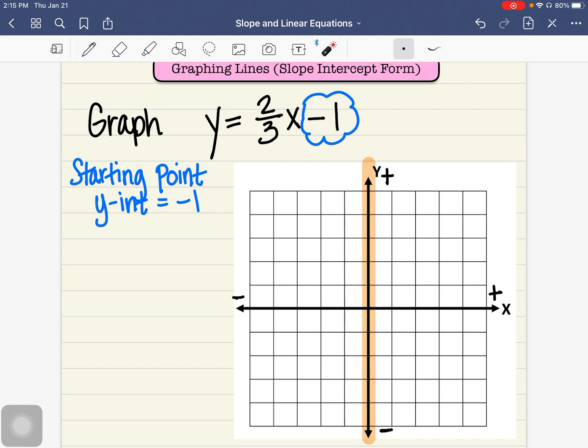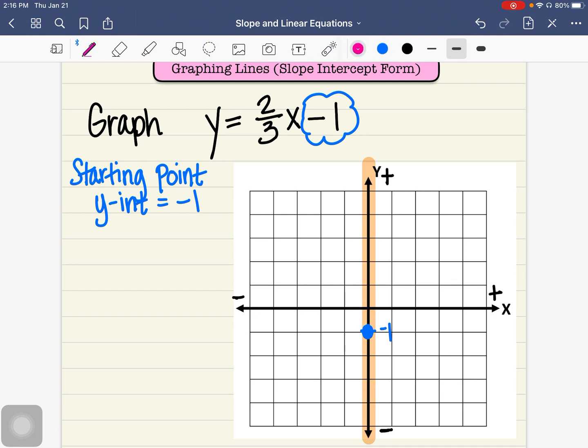So if I start here in the middle, I have to go down to -1 because going down is the negative numbers, -1. And I just put a point right there. There's my starting point. That's it to start. Now I need to know what direction to move in.